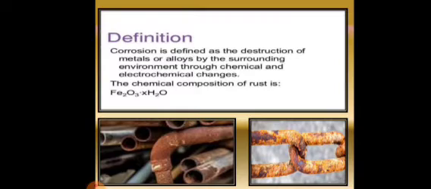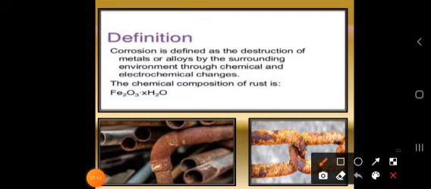What happens here? We can observe the destruction of metals or alloys by the surrounding environment through chemical and electrochemical changes. So what is the chemical composition of rust? Suppose this is the iron metal, so the composition is Fe2O3.H2O. It is ferric oxide with some amount of water. So this is the combination of Fe2O3.H2O.